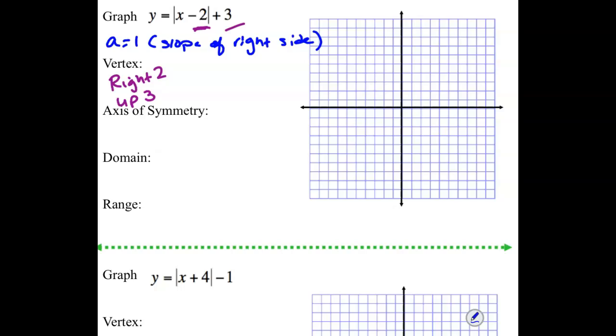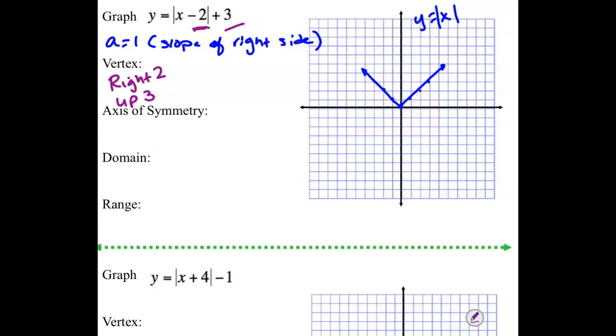Our normal absolute value, just y equals the absolute value of x, has a vertex at (0, 0), and a slope of +1 on the right side, and a slope of -1 on the left side. We haven't changed the steepness of our graph for this new equation because our a value is still 1. But we've shifted it to the right 2 and up 3.